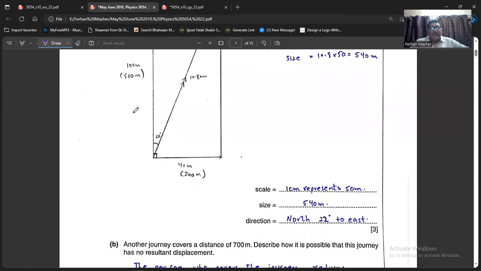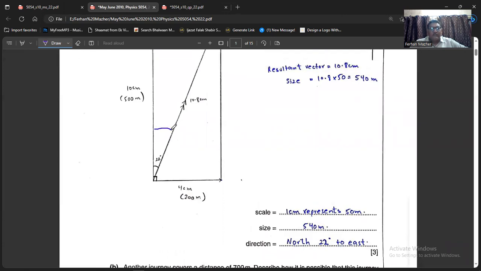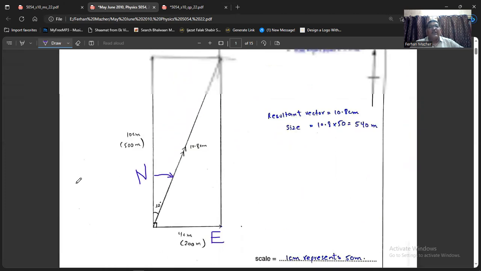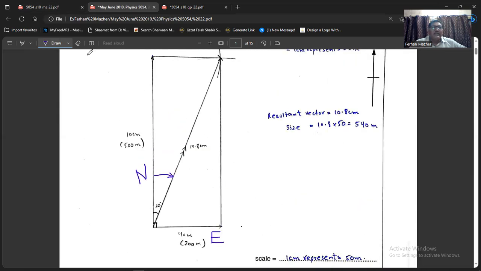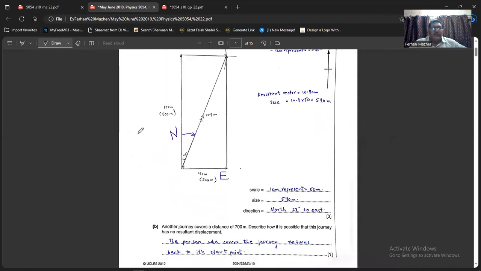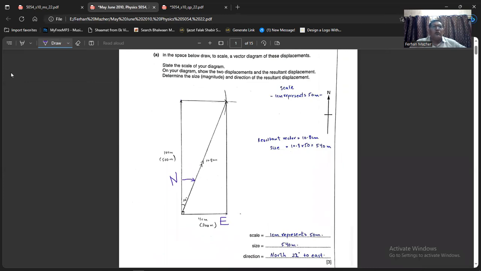If you want to find out the direction, I will measure this angle, because this line is representing north and this line is towards the east. When you measure the angle between north and this resultant, it is 22 degrees. So your angle is 22 degrees to the east of north. That is the direction. Let me reduce the size so you can see the whole thing together.